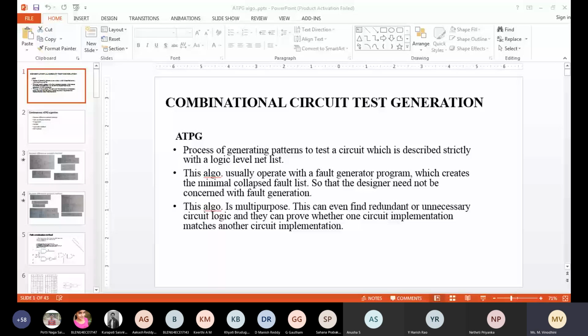This algorithm usually operates with a fault generator program. Fault generator program here means the same as the fault equivalence and dominance program. What is the benefit of the fault equivalence and dominance program? It creates a minimal collapsed fault list. That means if 75 faults are possible in a circuit, using fault equivalence and dominance, I can reduce that 75 to 50.